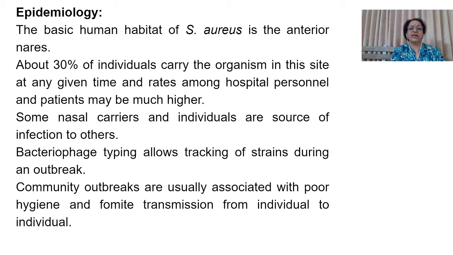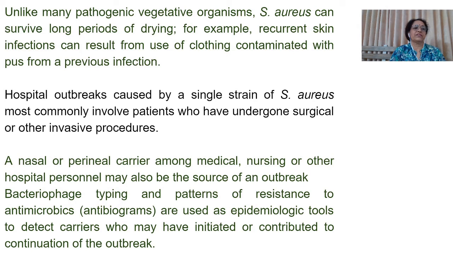Community outbreaks are usually associated with poor hygiene and fomite transmission from individual to individual. Fomite means inanimate object. The use of the same clothing of the patient may cause infection to another patient. So here, poor hygiene also plays an important role in the spread of infection.